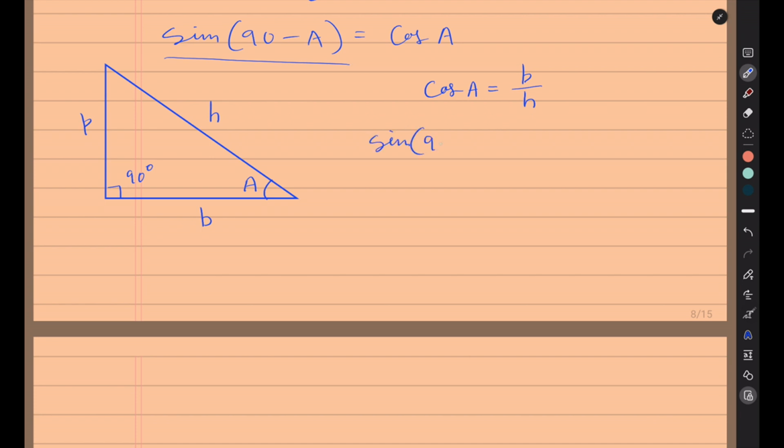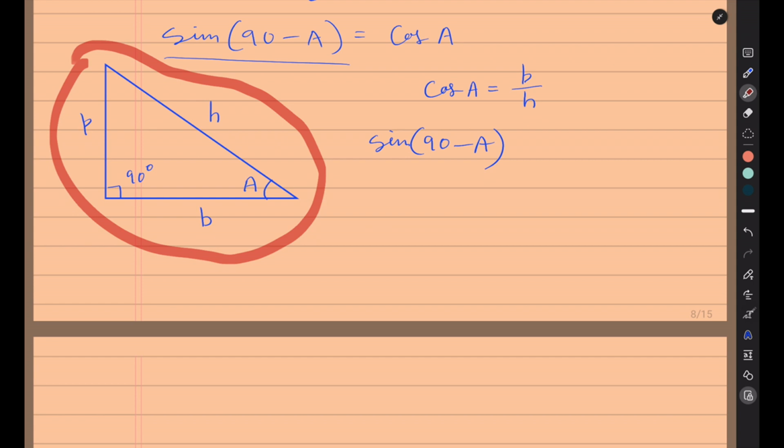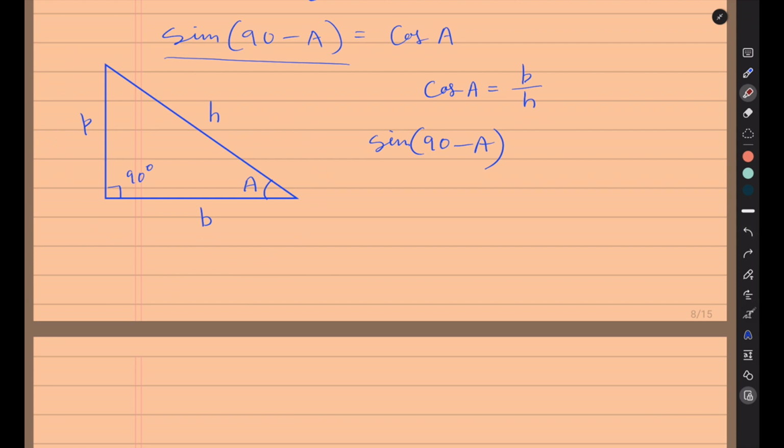Sine 90 degree minus A. Where is that angle in this triangle? Where is that angle, 90 degree minus A? It is here. This is 90 minus A. So now let us base, maybe you need to just look a little bit differently.